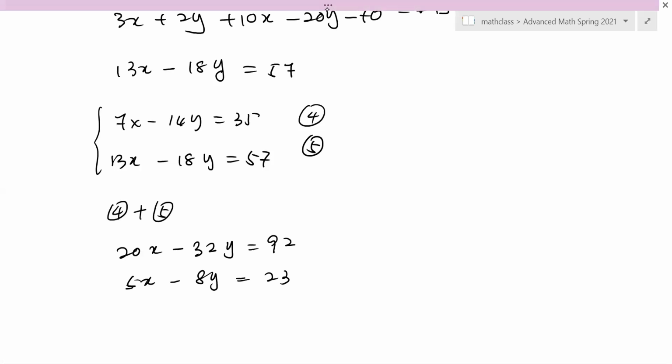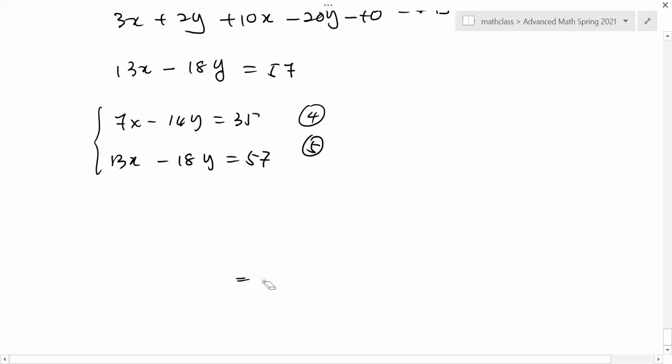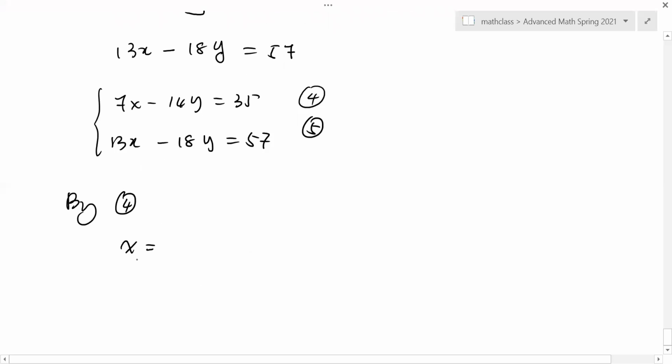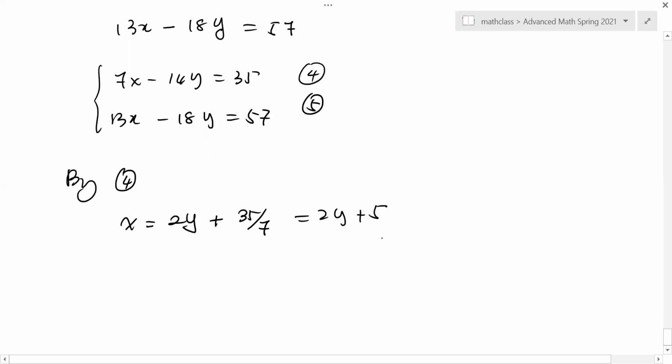So just to use substitution, okay? So you have to deal with fractions then, okay? So by equation 4, then x is going to be, okay, not too bad, it's 2y plus 35/7. Actually it's simplified. So it's 2y plus 5, right? Yeah, 7, 14, 35, okay? The 14 is 2 times 7. All right, that's great.